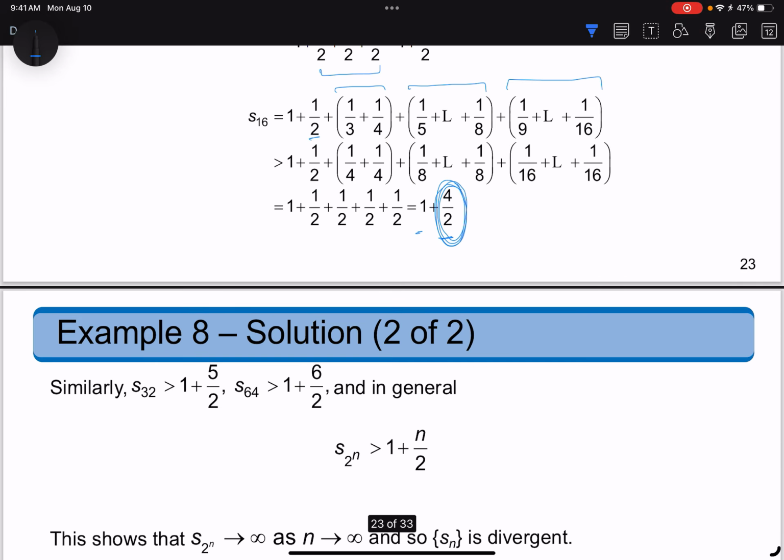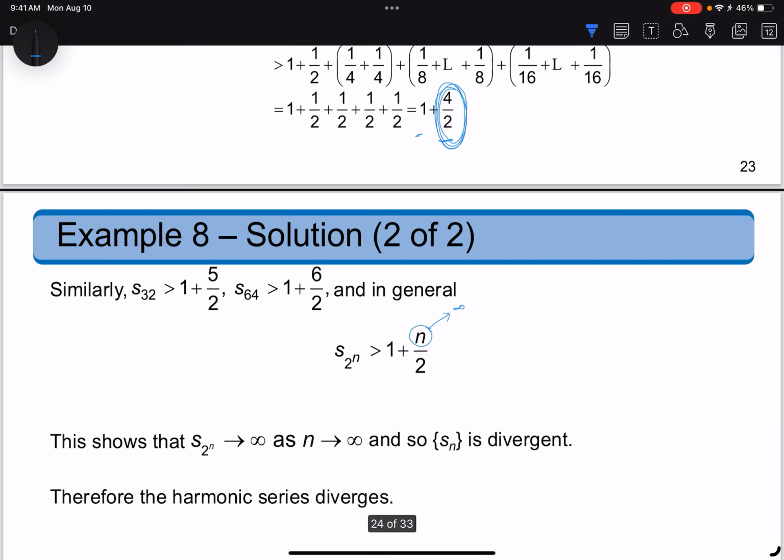For the sum for 32 terms, it would be greater than or equal to 1 plus 5 over 2. For 64 terms, it would be 1 plus 6 over 2. And for the general sum for 2 raised to n terms, it would be greater than 1 plus n over 2. As n approaches infinity, the sum also approaches infinity. So therefore, the harmonic series diverges.